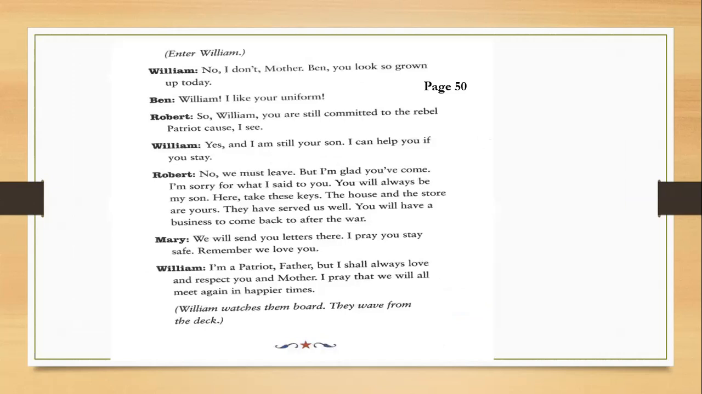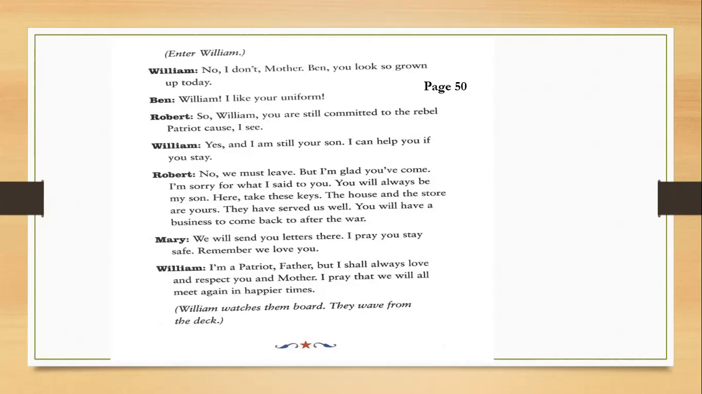Enter William. William: No, I don't, Mother. Ben: You look so grown up today. William, I like your uniform. Robert: So William, you are still committed to the rebel patriot cause, I see. William: Yes, and I am still your son. I can help you if you need me to stay. Robert: No, we must leave, but I'm glad you've come. I'm sorry for what I said to you. You will always be my son. Here, take these keys. The house and the store are yours.